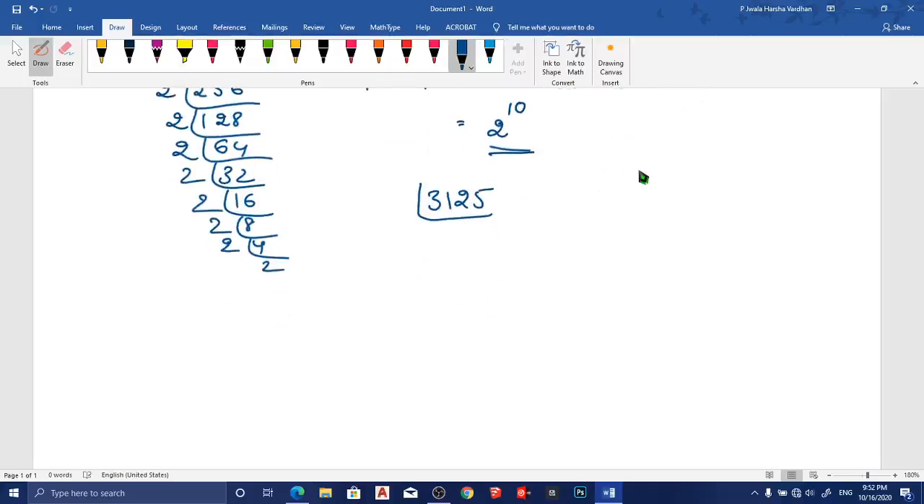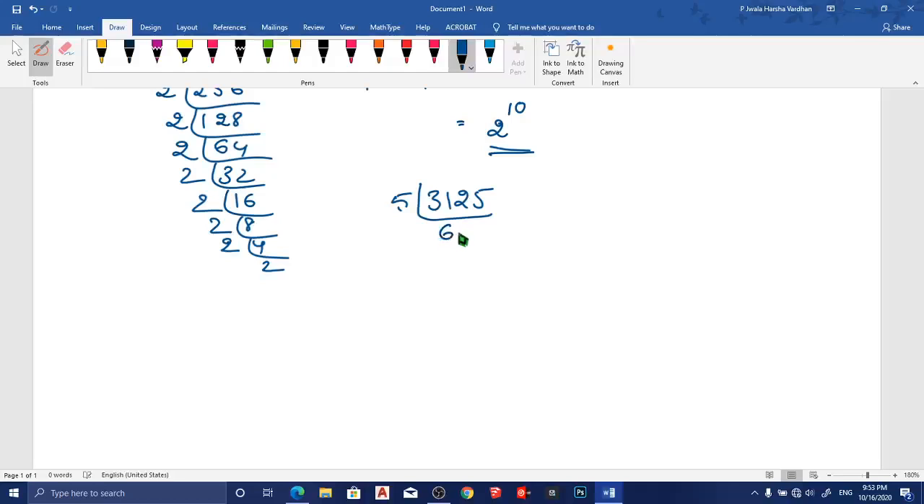So after 2 it cannot be divisible by 3, that's why I am using 5 here. Okay, so 3 plus 1 is 4, 4 plus 2 is 6, 6 plus 5 is 11. 11 is not divisible by 3, so it is not divisible by 3 also, so I am using 5 only. Because the last digit is 5, it can be divisible by 5.